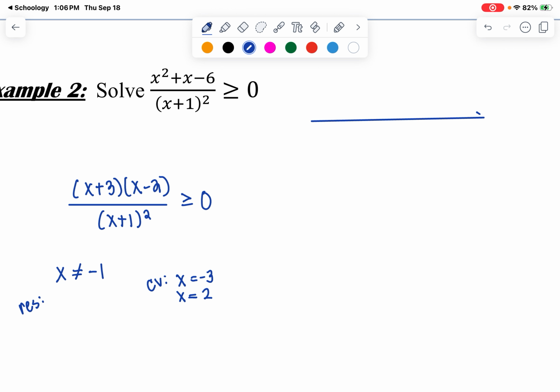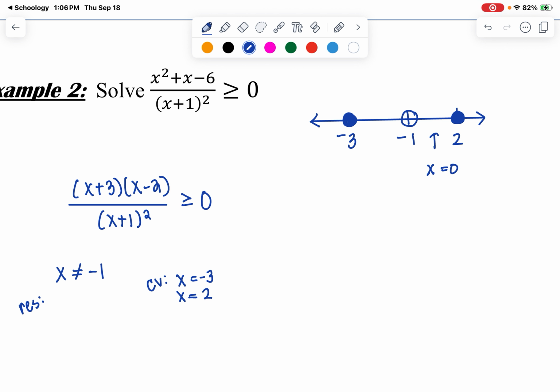All right, number line. Negative 3 comes first, then negative 1, and then 2. All right, so negative 1 is definitely not a solution. If I plugged in negative 1, I'd get a 0 in the denominator, which is not a solution, all right? All right, then negative 3 and positive 2 I am including because it says include your zeros, right? And now I'm gonna pick a value to test. So I'm gonna pick 0, x equals 0, which falls right here.